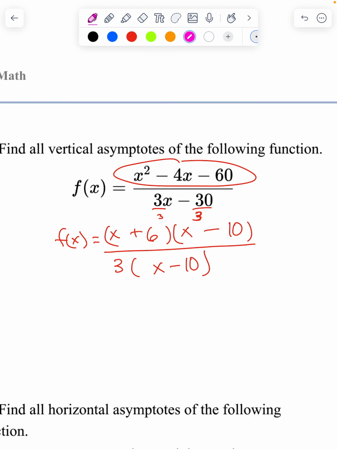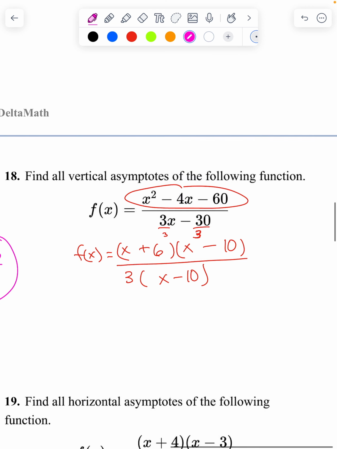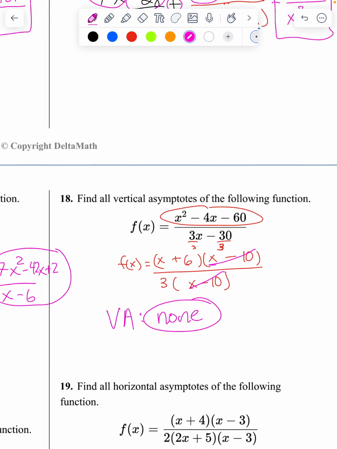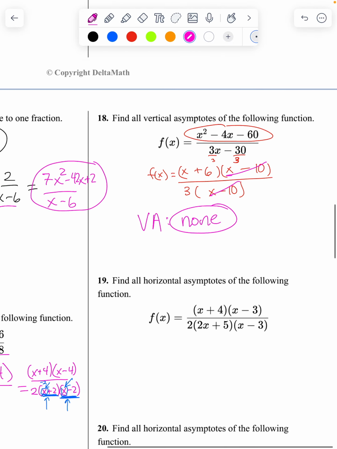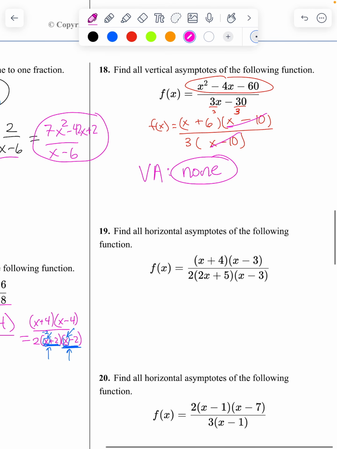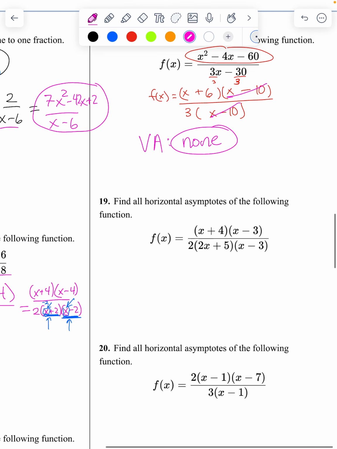So it says look for the vertical asymptotes. So if you notice here, this and this are going to cancel. So that's really a hole. So there's no other x's on the bottom. So if I look at vertical asymptotes, there's none, because there's nothing on the bottom that would make 0 after you cancel out. There'll just be a 3 down there always.